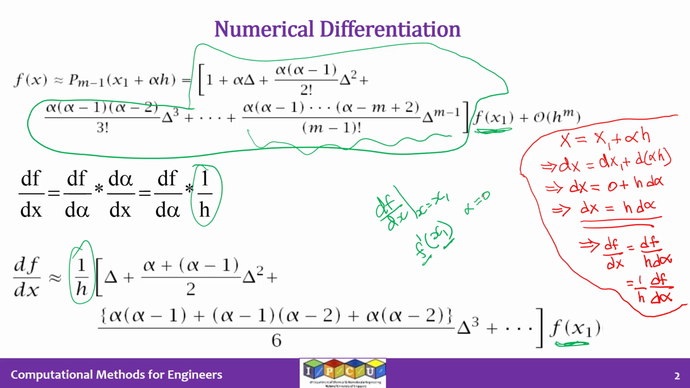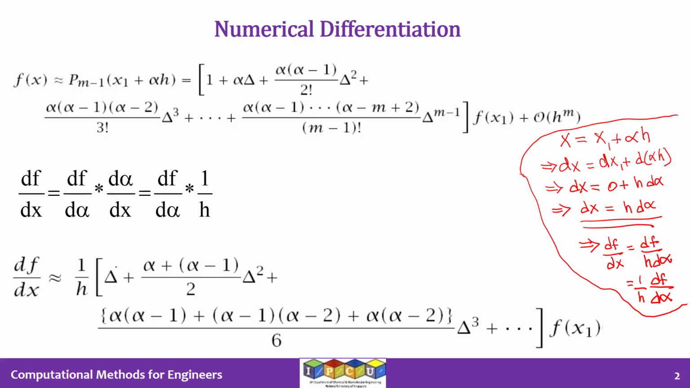That means if you want to find out the derivative or the function at the reference point itself, we are going to take alpha is equal to 0. So when you take alpha is equal to 0 in this expression for df by dx, you're going to have this term. And in the second term, alpha will be 0. So you'll be left with 0 minus 1 by 2. So it is going to be minus delta squared by 2, right?